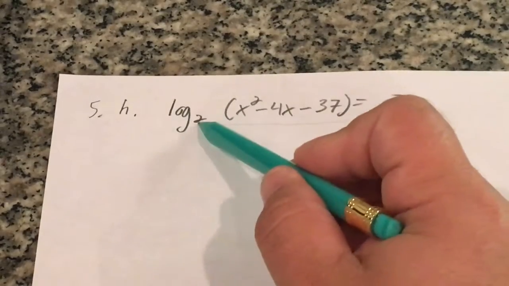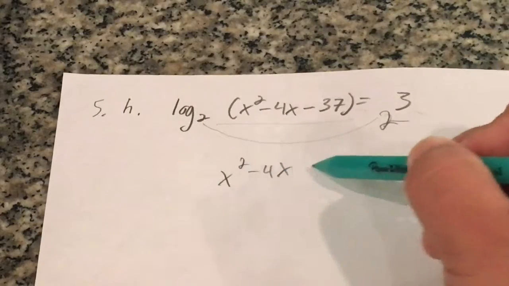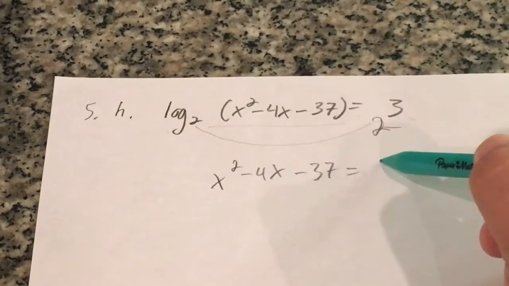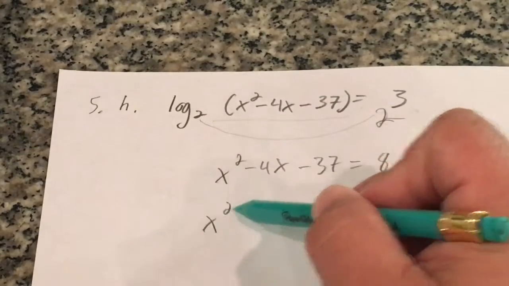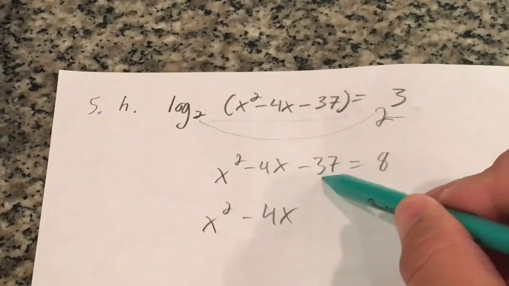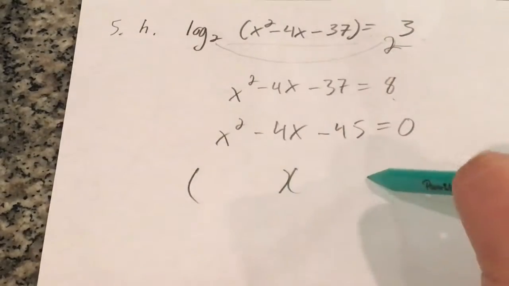Log base 2 of this big quantity equals 3. Well, I'm going to use the log leg, kick that 2 underneath. That's going to raise that up, and that's going to be 2 to the 3rd. So it's going to give me x squared minus 4x minus 37 equals 2 to the 3rd, which is 8. 2 cubed is 8. x squared minus 4x, and then negative 37 minus 8 is going to give me negative 45 equals 0. I have to factor this now to solve it.